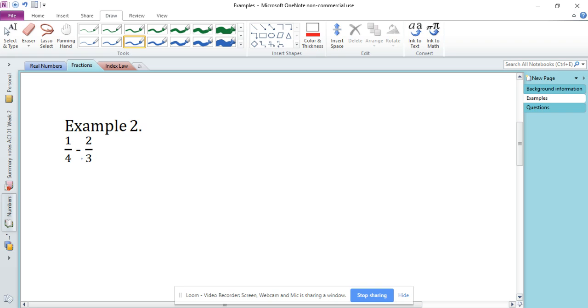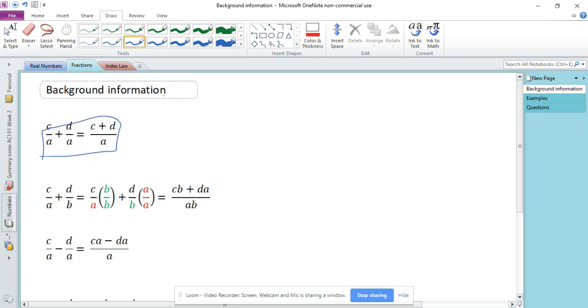This fraction is another addition or subtraction. So first thing, look at the denominator. But this time, the denominators are different. So what should you do? You can't use the same property as the first example here. You need to apply this property, okay?